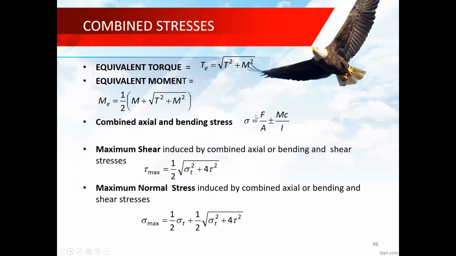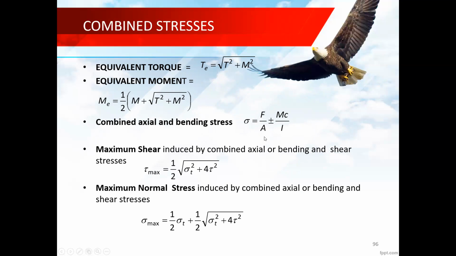Combined stresses, so equivalent torque is Te is equal to the square root of T squared plus M squared. Equivalent moment, Me is equal to 1/2 of M plus the square root of T squared plus M squared. So mechanical engineering, so babalikan natin to pag sa machine design.